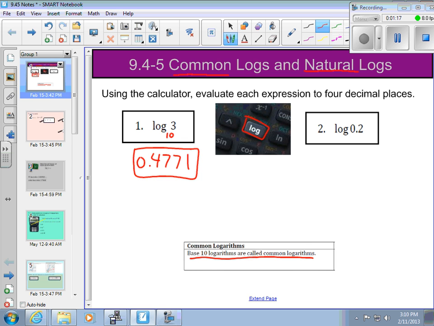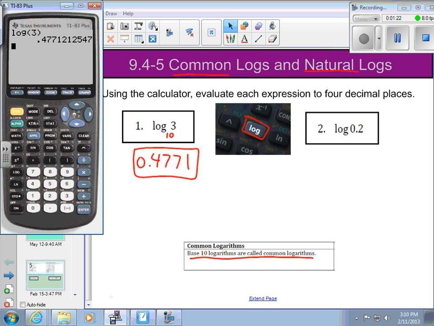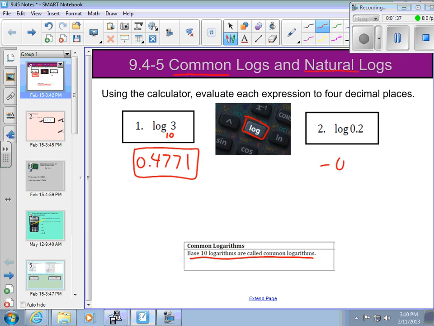You can try this next one too. If you do log of 0.2, we could do that one. Again, type in log, type in 0.2, and hit enter. And we see it is equal to about negative 0.6, not rounding, it'd be negative 0.6990. So you can find out log base 10, called the common log, with your calculator.